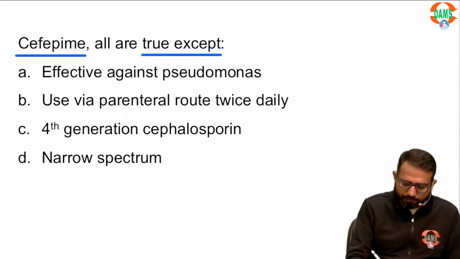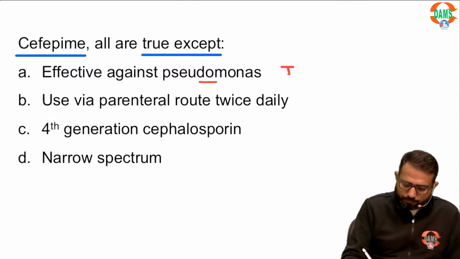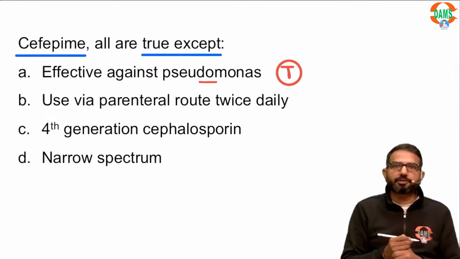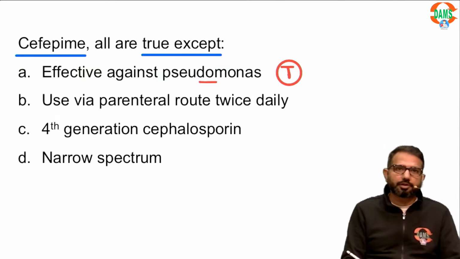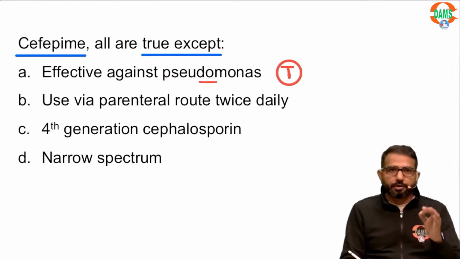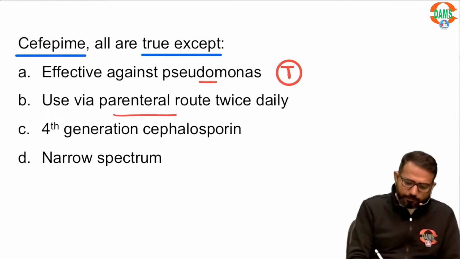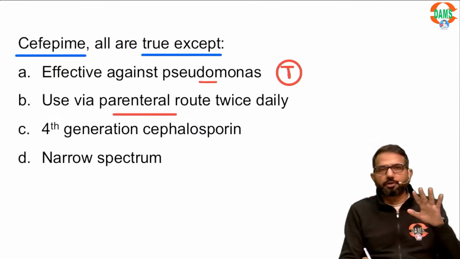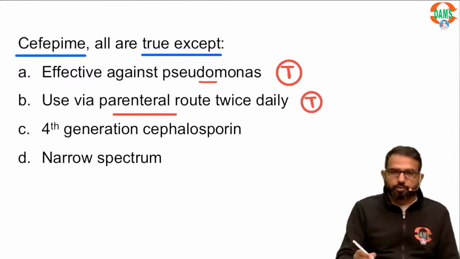In cefepime, all are true except. First, effective against Pseudomonas. Yes, 4th generation is effective against Pseudomonas. They are effective against gram-negative infection; some of the 3rd generation are effective too. They are not the first choice because these are reserve antibiotics. Use via parenteral route twice daily. They are only parenteral, not oral. So that is also true.